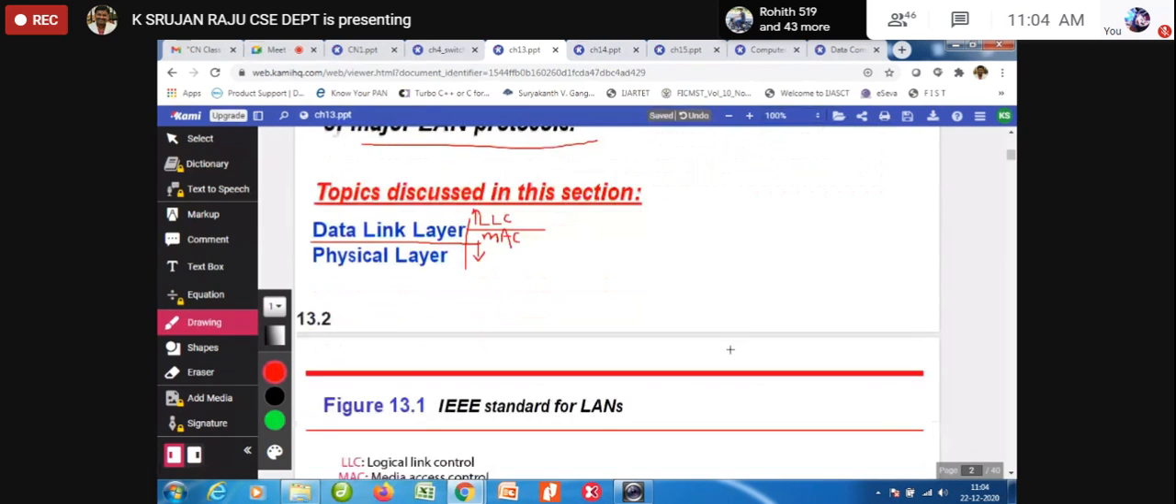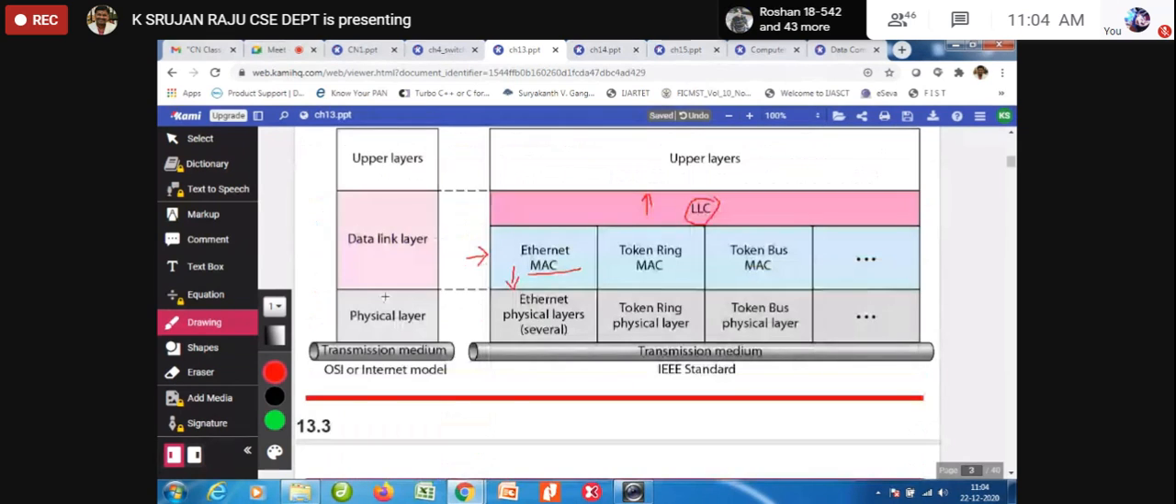Now here, the data link layer is divided into LLC and MAC, and for every type of network, it uses its own data link MAC. If you talk about Ethernet physical, it uses Ethernet MAC. If it is a token ring physical layer, it uses the token ring MAC. If it is token bus, it uses the token bus MAC. You need to understand it like this.